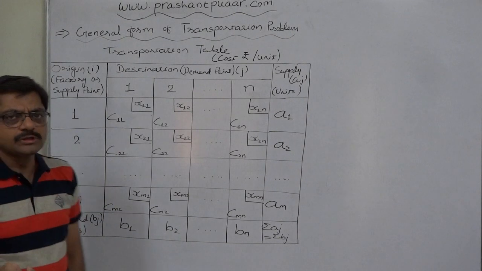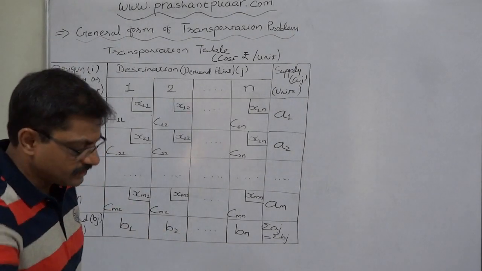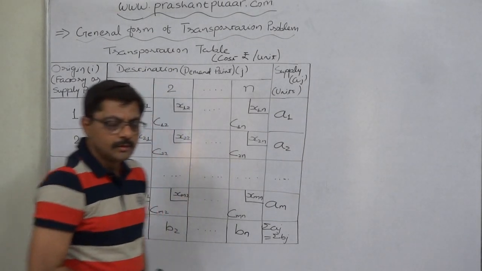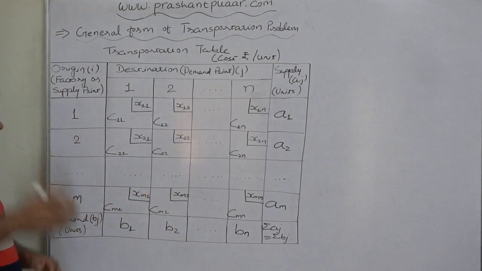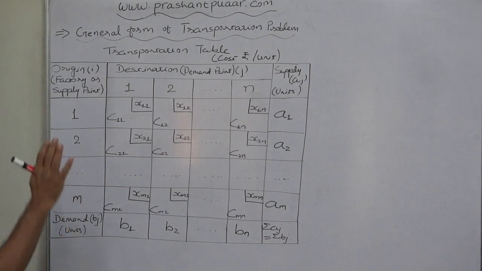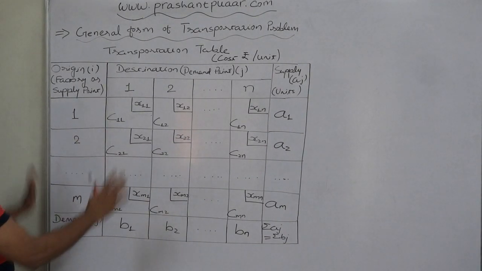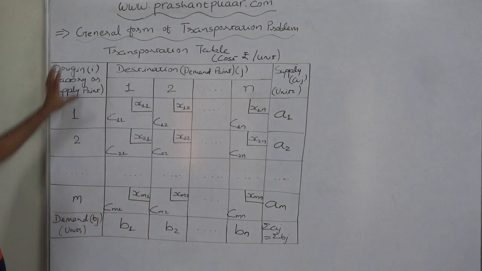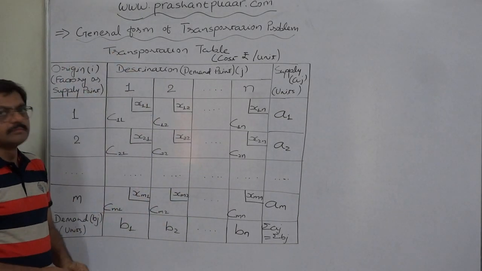We have many possible methods, and first we can use the linear programming method also, but that we will discuss later on. This is just the introduction of a transportation table. This transportation table shows the general form of a transportation problem. That's all.